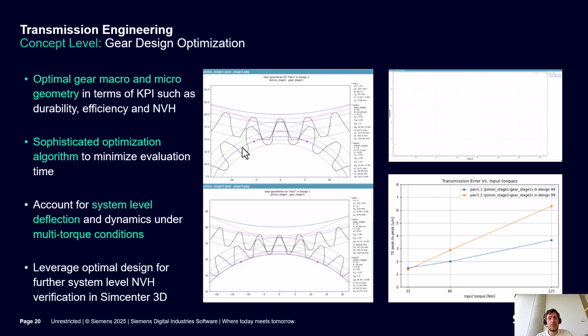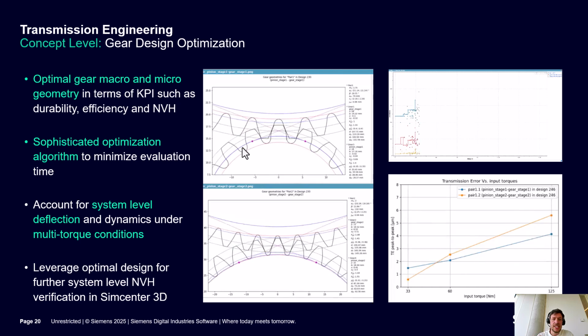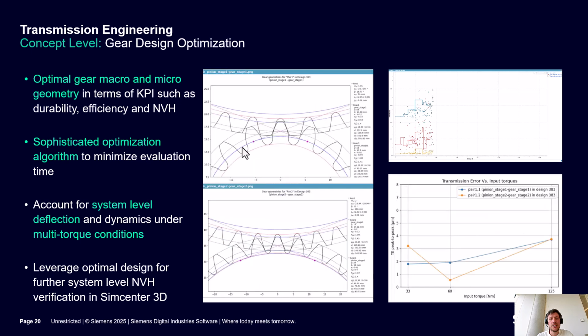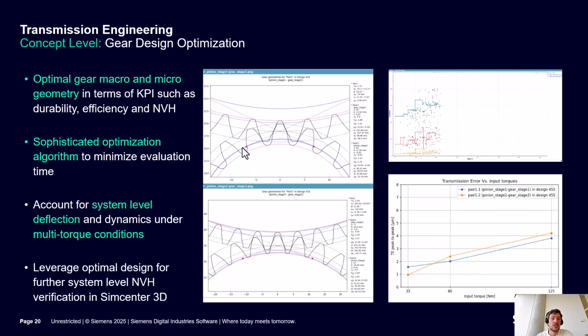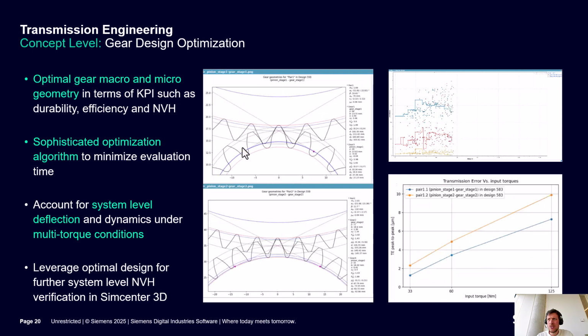I've already talked about gear design optimization. Gear design optimization is really a framework leveraging SimCenter 3D motion and SimCenter heats to optimize gear macro and microgeometry in terms of different KPIs, such as durability, efficiency, and NVH. Now, the key here is that you really consider a sophisticated optimization algorithm to optimize your transmission within a minimum evaluation time. And why is this important?